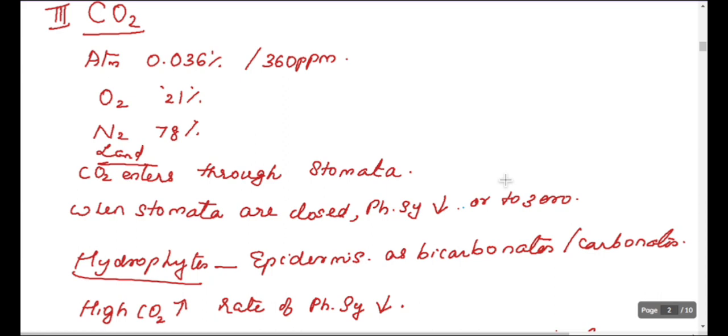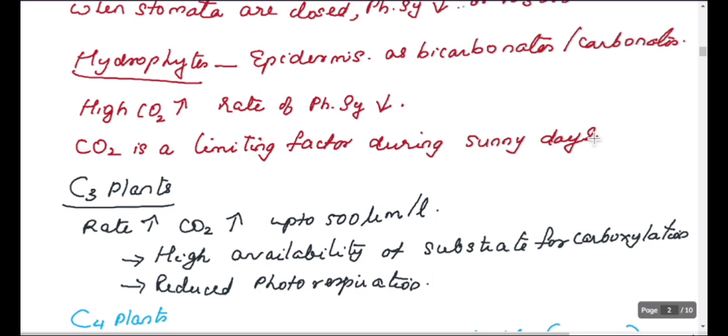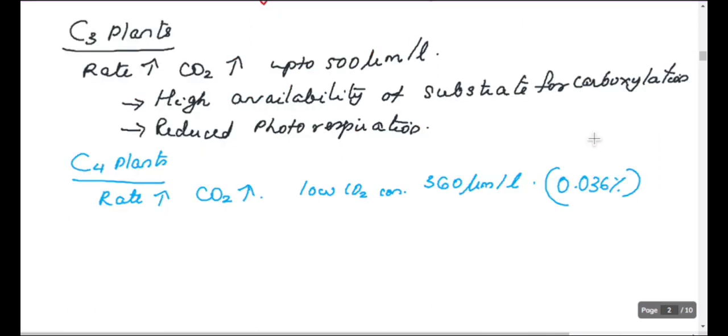Now high rate of carbon dioxide can decrease the rate of photosynthesis. Carbon dioxide is a limiting factor during sunny days, because on sunny days the Rubisco may prefer oxygen. As a result, carbon dioxide, if not enough, becomes a limiting factor. Now the C3 plants, you know that normally if light intensity is high or a high concentration of oxygen is there, definitely C2 cycle will happen.